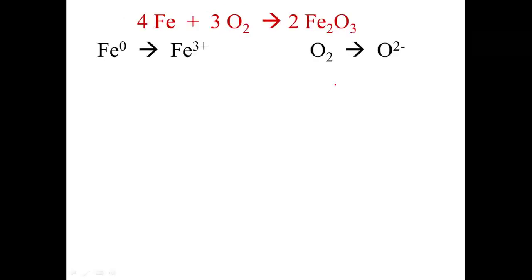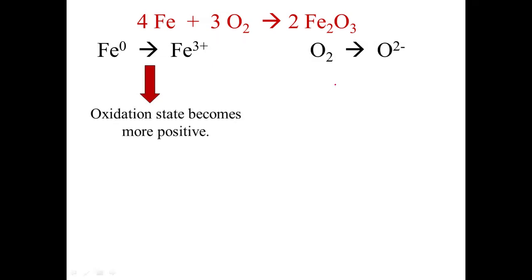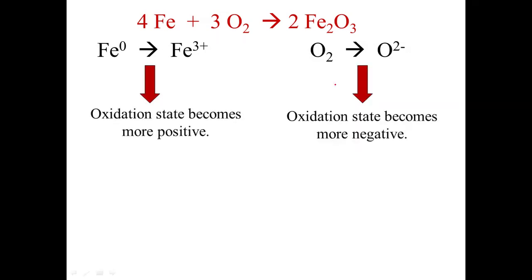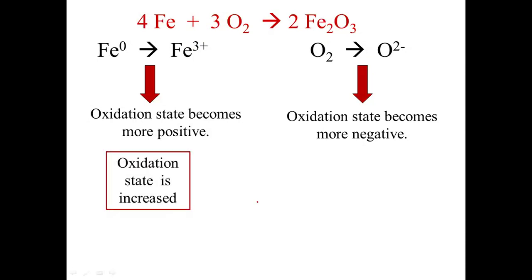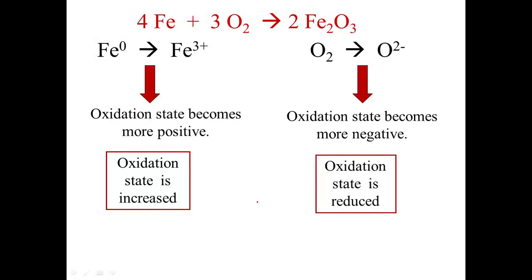So iron and oxygen will transfer electrons so that the iron acquires a more positive state by losing electrons, and oxygen gains electrons. Of course, we would have to balance those electrons. Iron is losing 3 and oxygen is gaining 2, so we'll balance those. The oxidation state is increasing or becoming more positive. The oxidation state is reduced, indicating reduction.